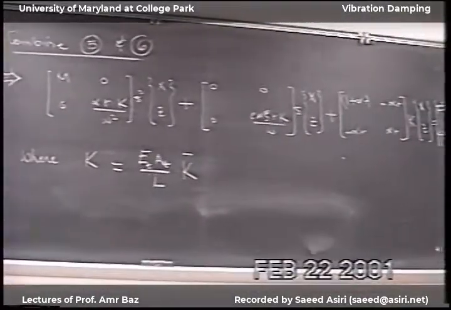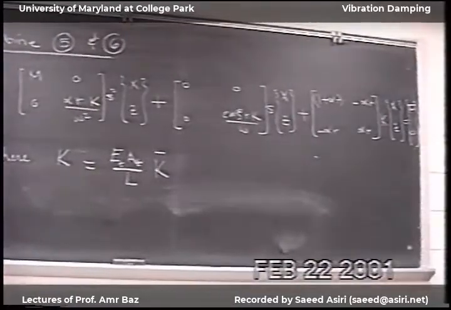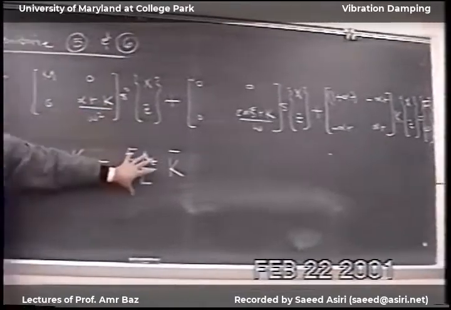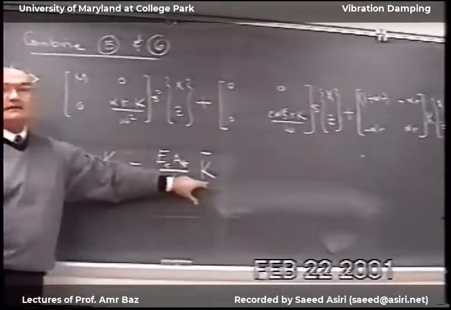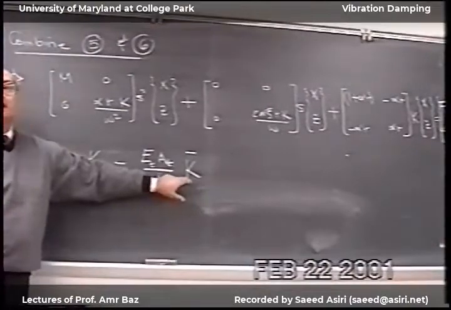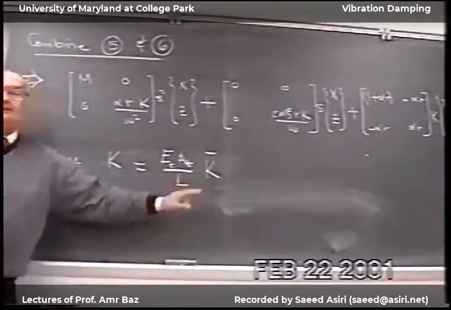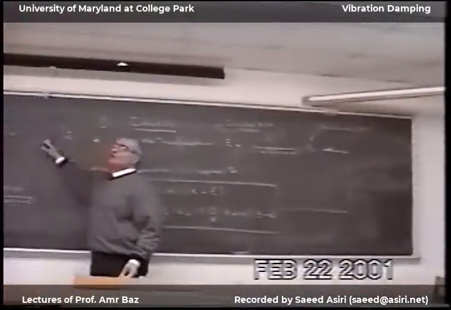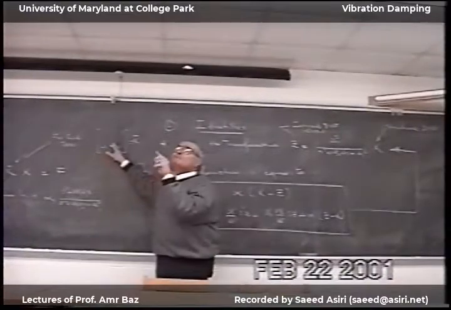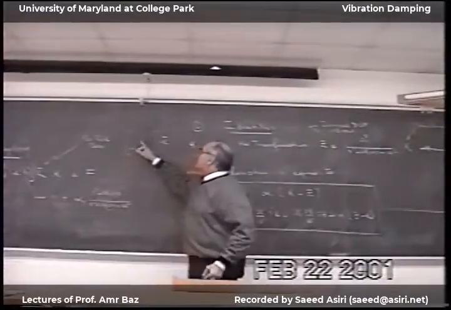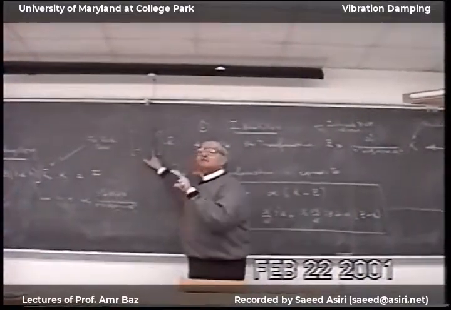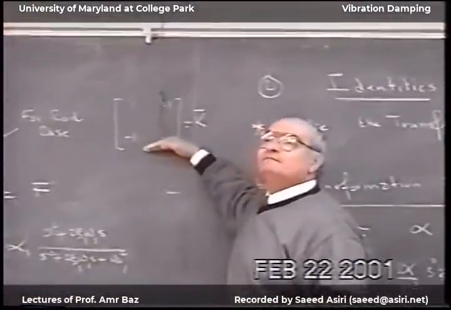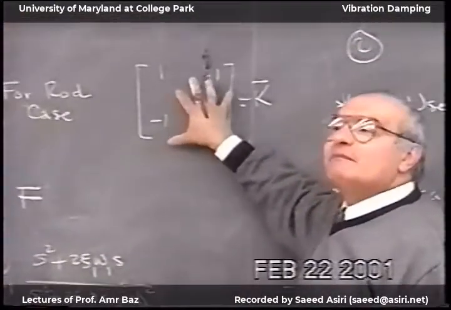Okay? Now, this is super important, what I'm going to say. This K is equal to some constant times K bar. This K bar is this matrix, for example, and for the rod and the beam it will be 4 by 4, but both of them have unique characteristics. This is a singular matrix. This row is exactly this row times -1. So this matrix is a singular matrix.